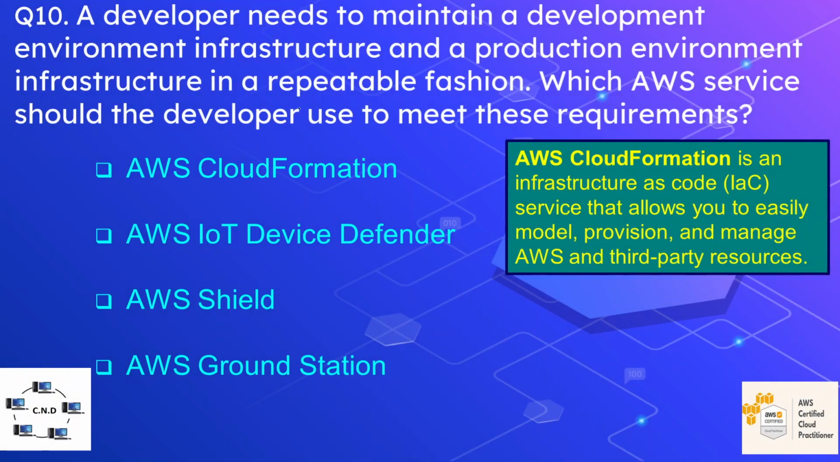Question number 10 is: a developer needs to maintain a development environment infrastructure and a production environment infrastructure in a repeatable fashion. Which AWS service should the developer use to meet these requirements? And the options are A, AWS CloudFormation, B, AWS IoT Device Defender, C, AWS Shield, and D, AWS Ground Station. And the correct option is AWS CloudFormation.